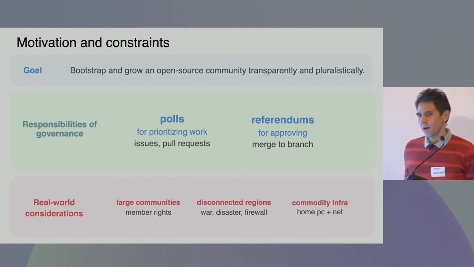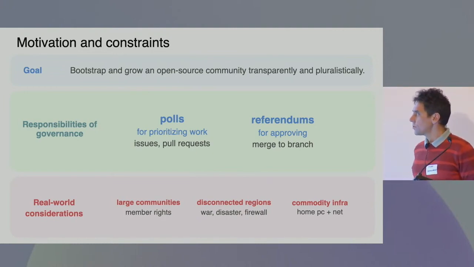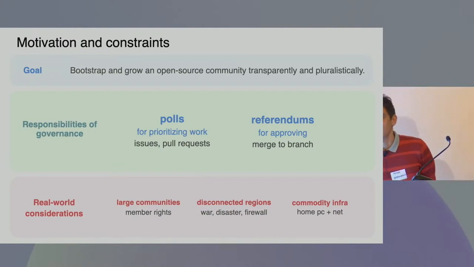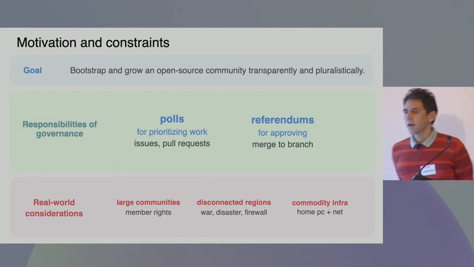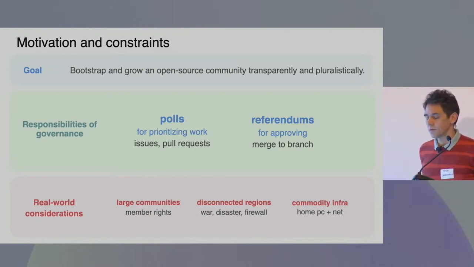What does this look like in practice? Open source communities often need two features, polls and referendums. Polls are typically used for prioritizing work, such as issues or pull requests, and referendums can be used for approving changes to open source projects or to the rules of the governance themselves.